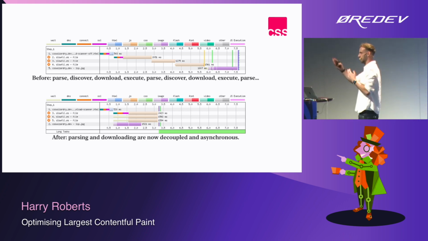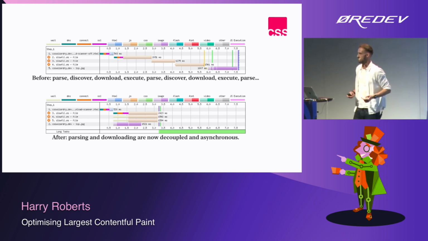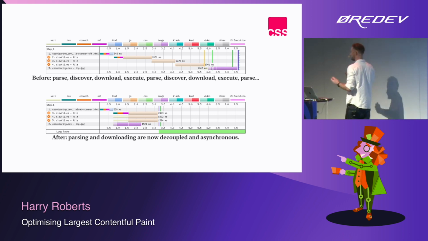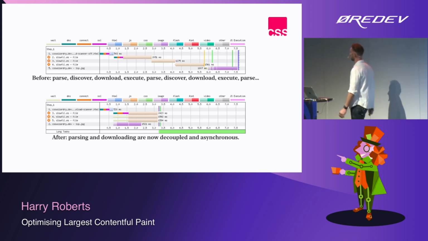Find a file, download it, execute it, look for the next file, find it, download it, execute it: complete serialization. The exact same HTML, but run through a preload scanner, looks like the bottom screenshot: complete parallelization. The preload scanner is one of the most elegant bits of browser design I've personally ever come across.